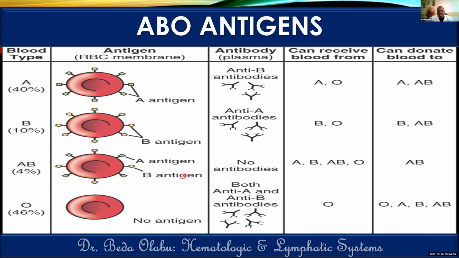Blood group AB is considered a universal recipient. Why is AB a universal recipient? Because AB blood group does not have antibodies against A or antibodies against B, which means that they're unlikely to attack the red blood cells coming in. And so they can receive from any of the 4.